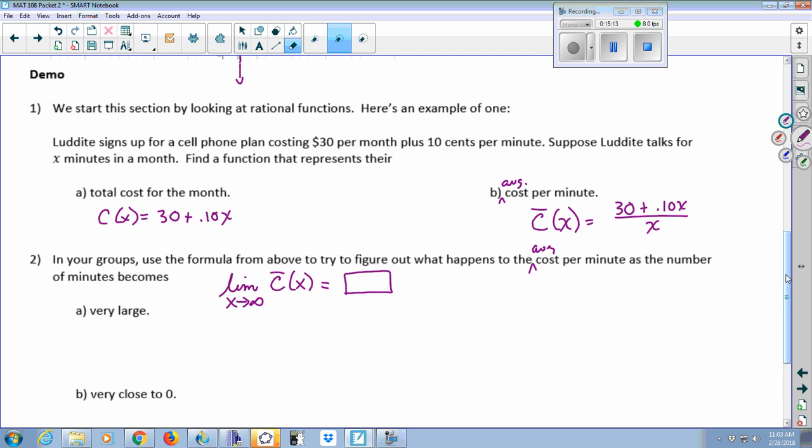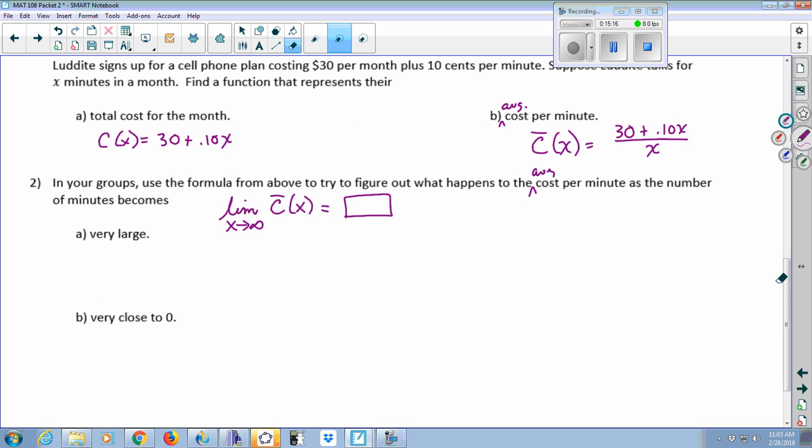Then I want you to think about, and hopefully someone at your table has a graphing calculator. If not, I can get one out of the back cabinet. Then we want to think about the limit, if it exists, as x goes towards 0. Let's look at it coming in from the right-hand side of 0, because we can't talk negative minutes. That's what that little plus means. C bar of x. So get out calculators on your table. Spend a few minutes discussing this, and then we'll come back and look at it.